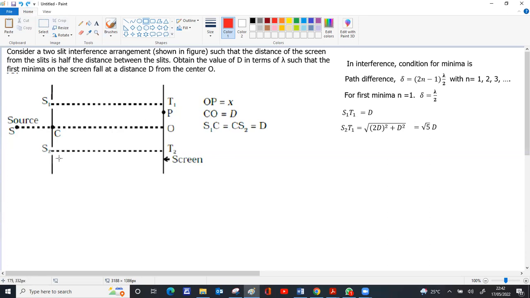Now the path difference will be S2T1 minus S1T1. We already have the path difference in terms of wavelength, and now in terms of S2T1 and S1T1, so we can equate the left and right sides. The left side is lambda by 2. On the right side, S2T1 is root 5 D and S1T1 is D. Taking D common, D times (root 5 minus 1) is lambda by 2. Taking root 5 minus 1 to the other side, D will be lambda upon 2 times (root 5 minus 1). That's the demanded expression for D in terms of wavelength.